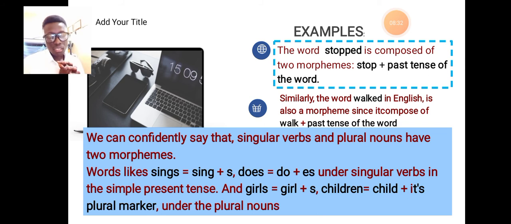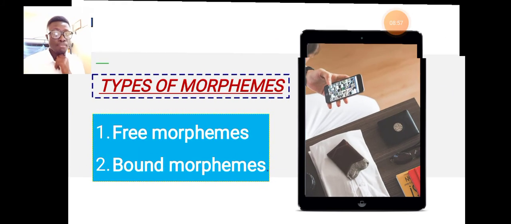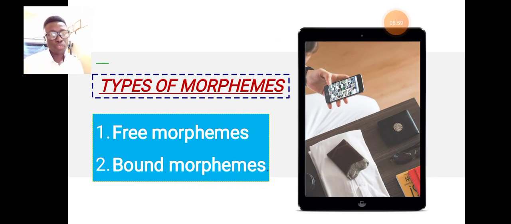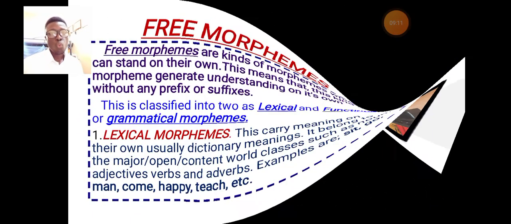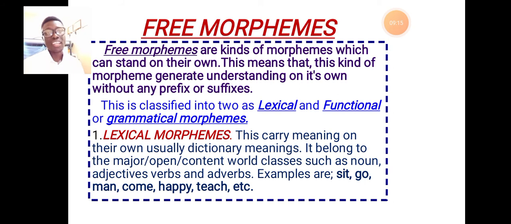In a sentence, maybe the use of helping verbs like was indicated or indicate. Let me put this one aside for now because of what I want to embark on. So let's move on to the types of morphemes we are having. We have two types of morphemes. The first one is free morphemes, and the second one is bound morphemes. So when we talk of free morphemes, what does it entail? What are the details under free morphemes?